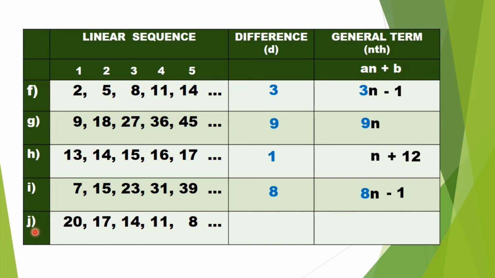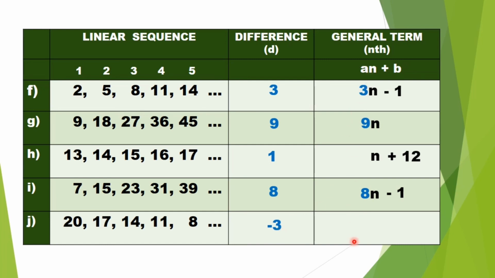Letter J. Sequence 20, 17, 14, 11, 8. Find the difference. 17 minus 20 is negative 3. 14 minus 17 is negative 3. 11 minus 14 is negative 3. 8 minus 11 is negative 3. So their common difference is negative 3.